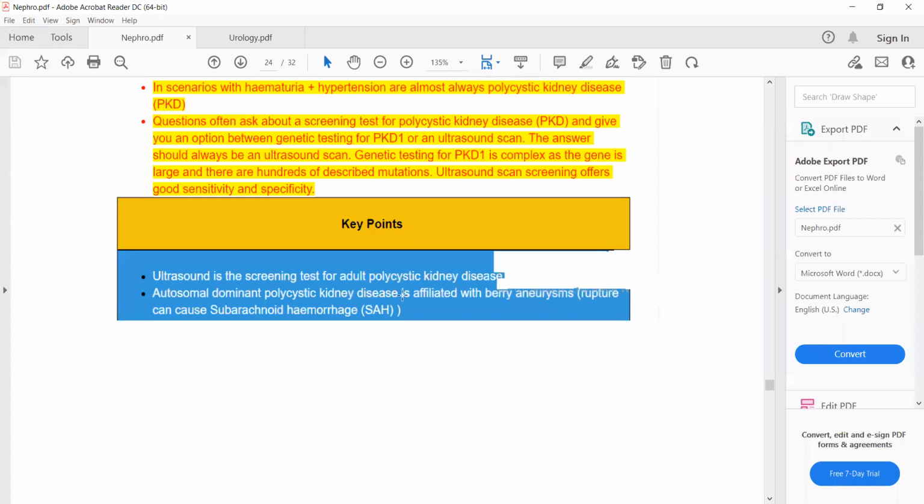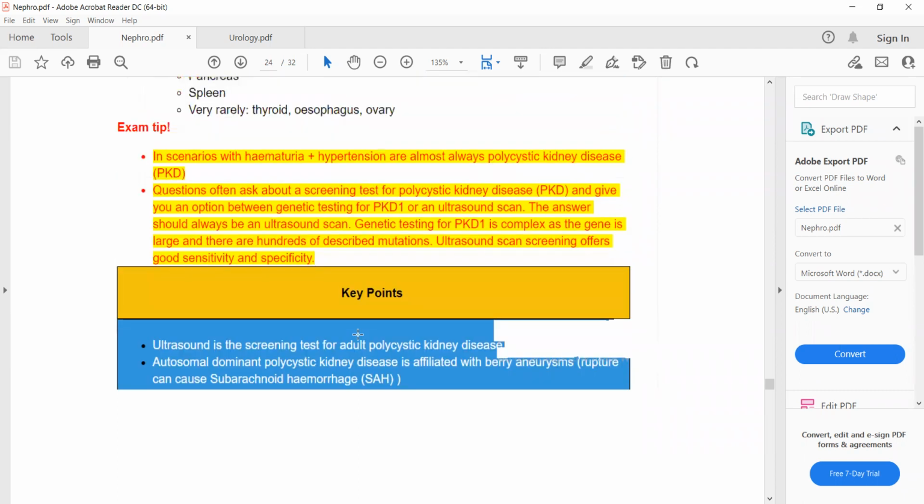Autosomal dominant polycystic kidney disease is associated with berry aneurysm. And when a berry aneurysm is ruptured, it can cause subarachnoid hemorrhage. So if a patient presents to you with subarachnoid hemorrhage and a history of chronic kidney disease or hematuria and hypertension, then your diagnosis will be polycystic kidney disease.